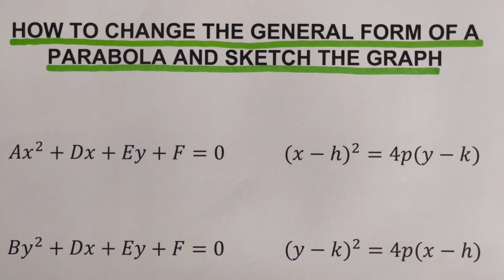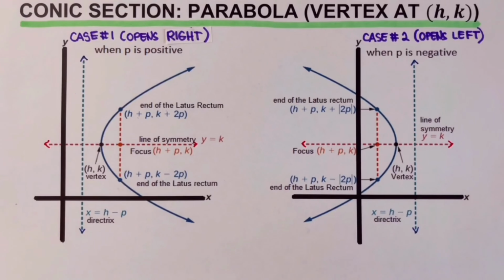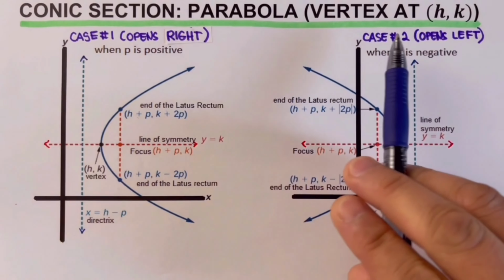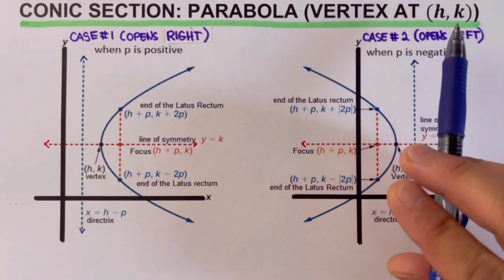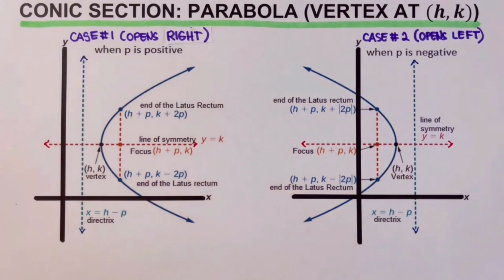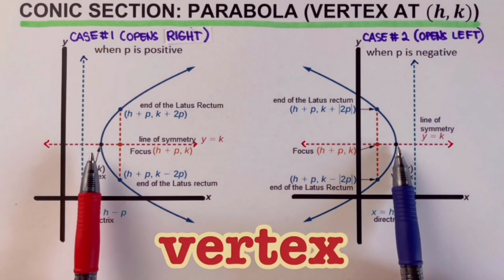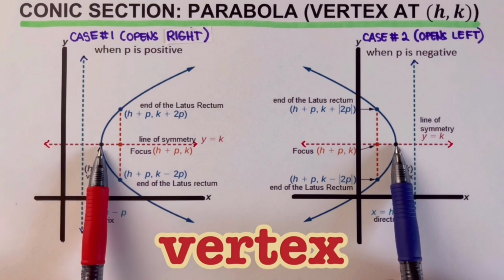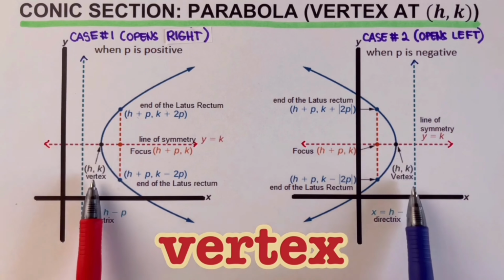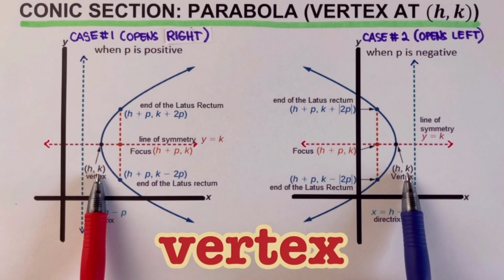Before we dive into some examples, let's have a review on the basics of parabola. We remember that there are 4 cases of a parabola with vertex at (h, k). But before we dive into these 4 cases, let's go over the parts of every parabola. The first part that we need to remember is the vertex. So this is located right here. This is our vertex, and this is represented by the coordinate (h, k).